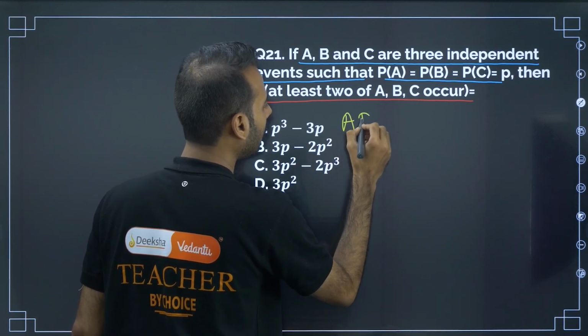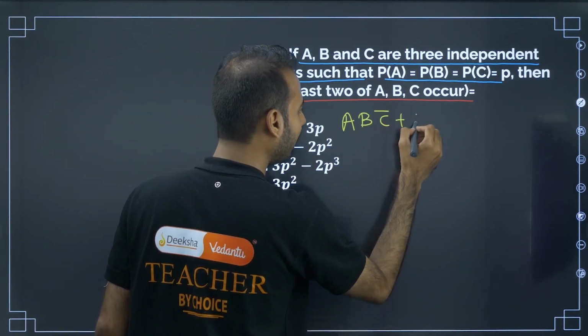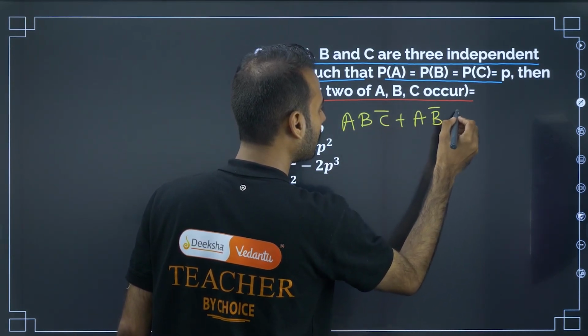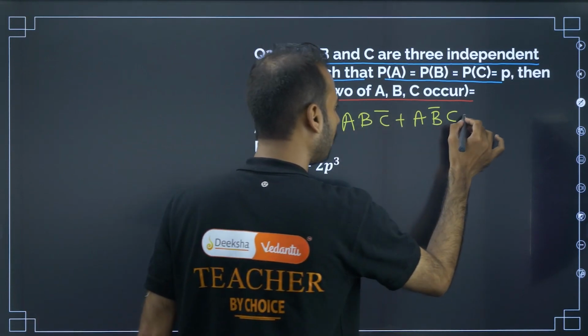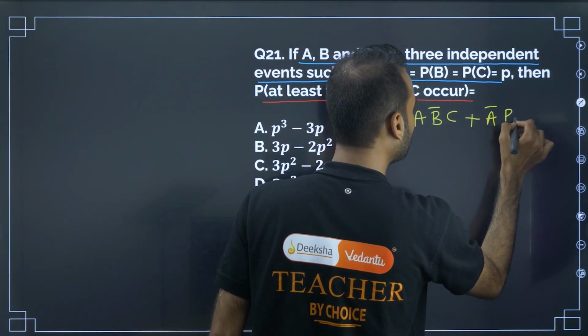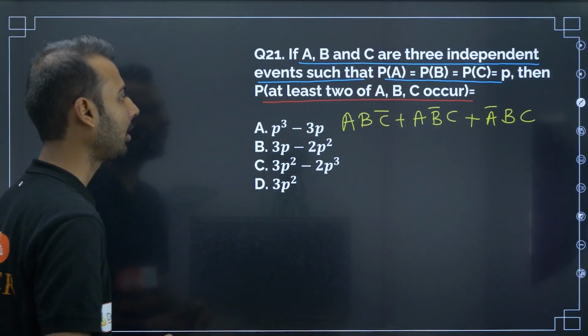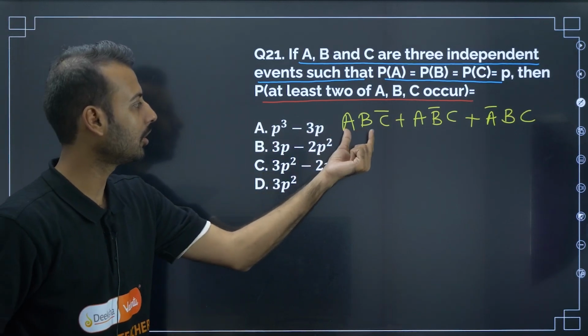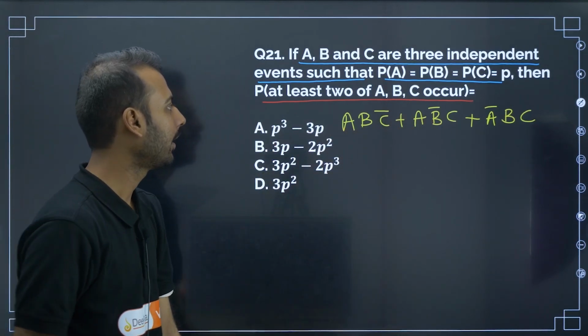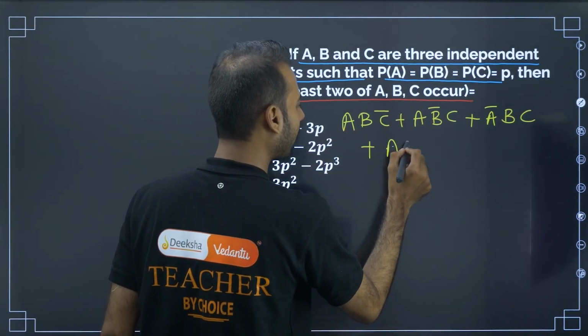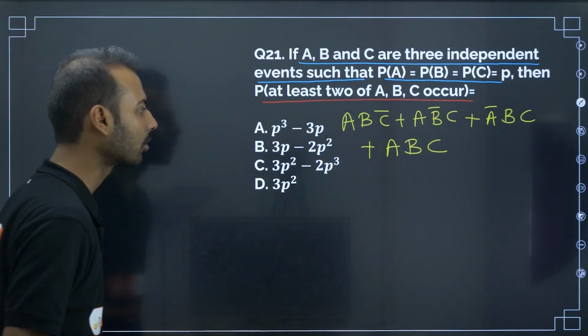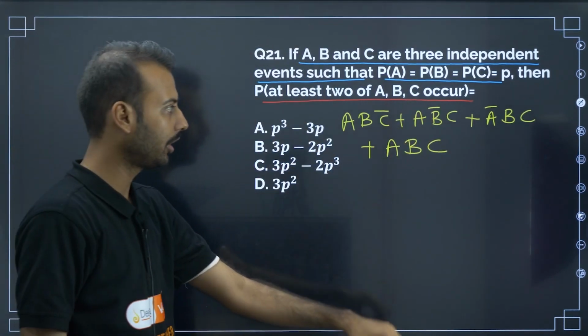A, B occurring, C not occurring, A, B dash, C, AC occurring, B not occurring. Next, A not occurring, B, C occurring. So at least 2 means these two are occurring, this one is not occurring. Next, at least 2 means all 3 occurring, that also we have to consider. If all 3 are occurring, then also it is okay.